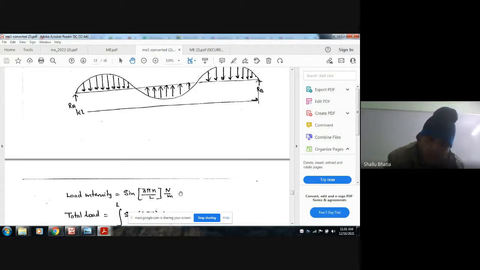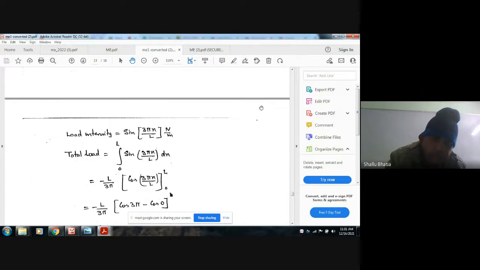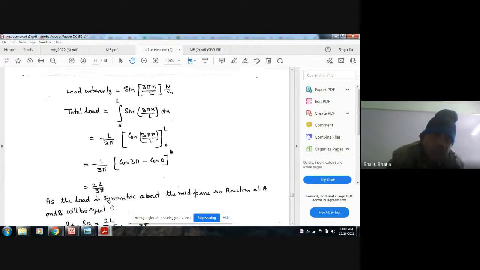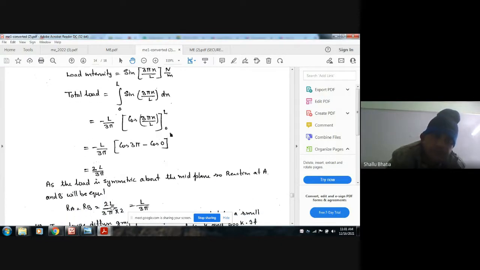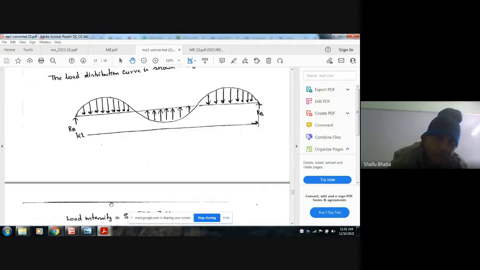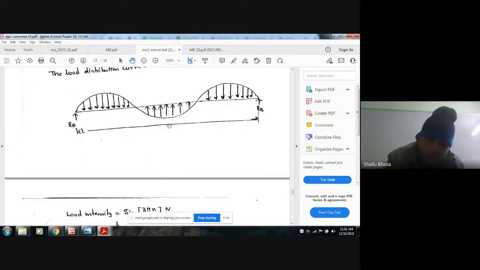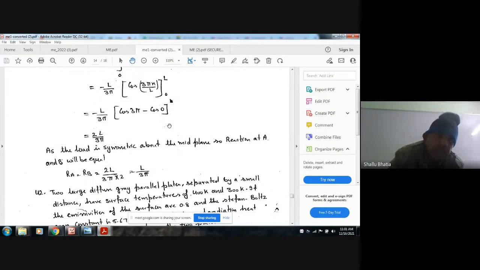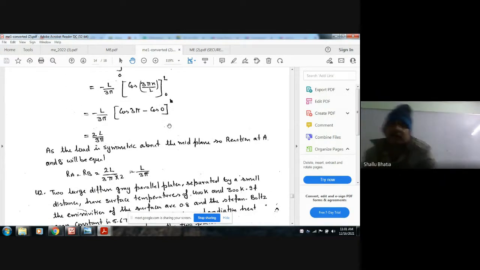So the total load we can calculate by integrating it from 0 to L. This will come out as 2L by 3π. As it is symmetric, RA will be equal to RB because it's symmetric about the center. So that will be half of this 2L by 3π. So the answer is L by 3π.